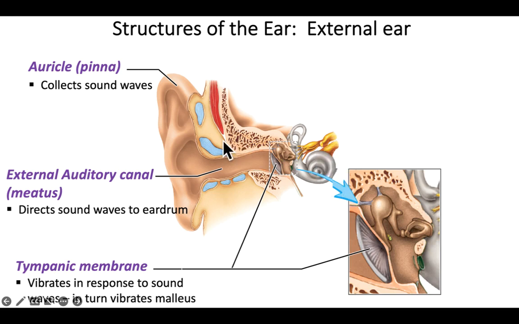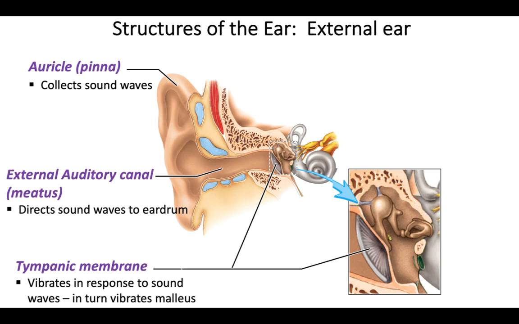So what are these structures of the external ear used for? Well, the auricle or pinna collects the sound waves. Your external auditory canal, or meatus, is basically a canal, directs the sound waves to the eardrum or tympanic membrane. When the sound waves hit the tympanic membrane, it vibrates. So it converts sound waves into vibrations.